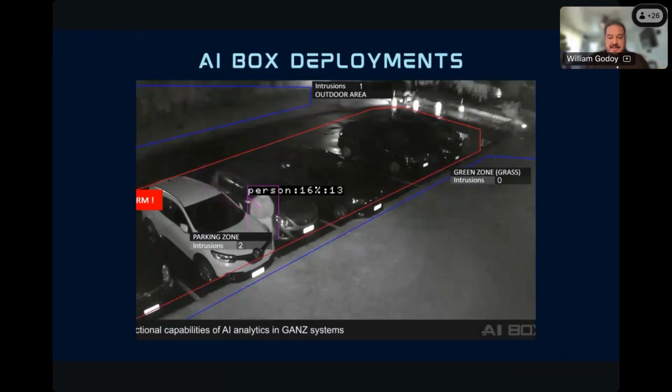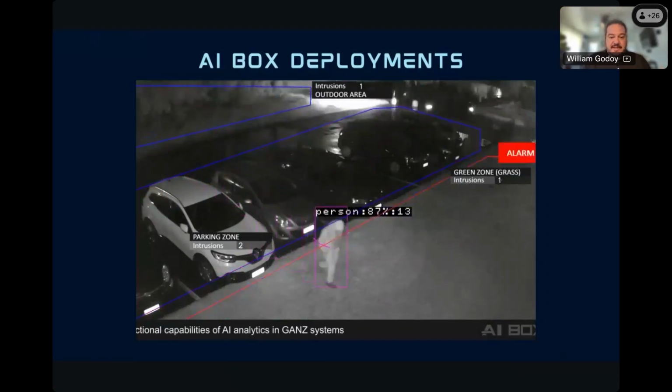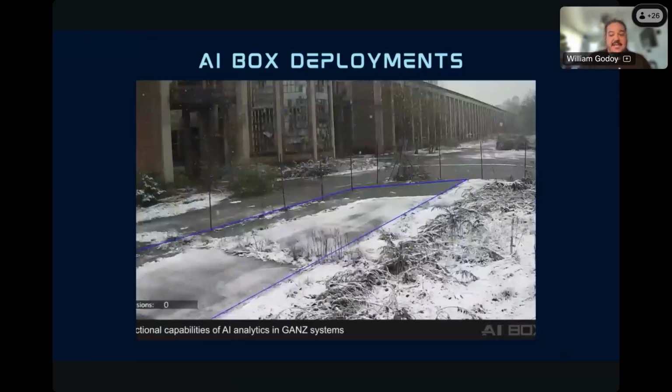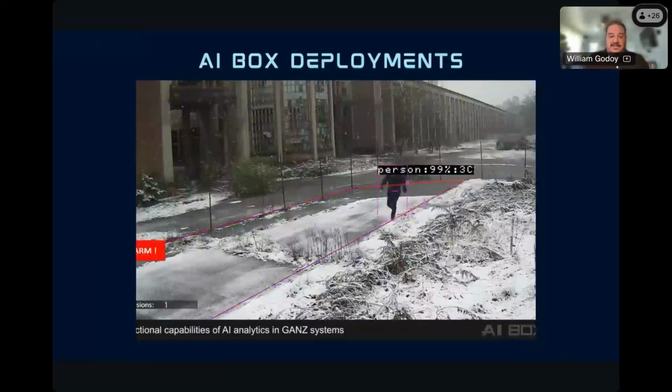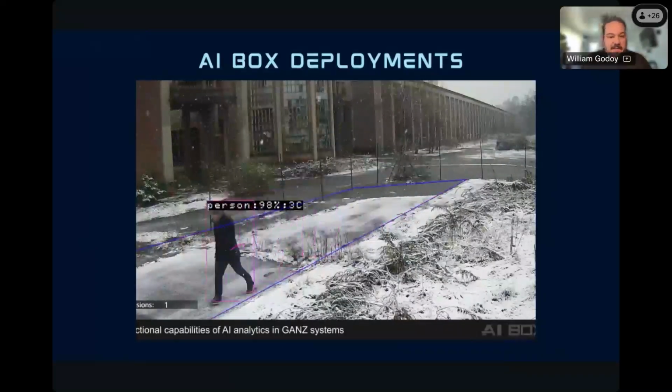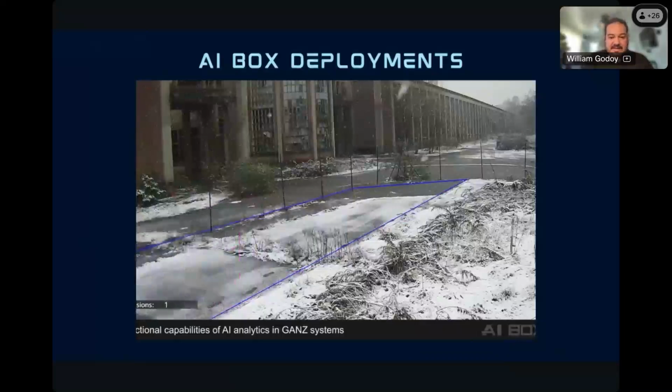And again, these analytics work very fluidly. It can tell us these objects. You could even see the static objects if you wanted to in the display. It'll show you the static vehicles, the boxes surrounding them, people, bicycles. I mean, you name it. Even in the snow, right?